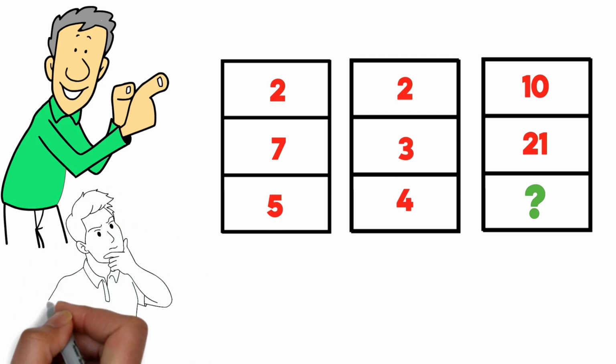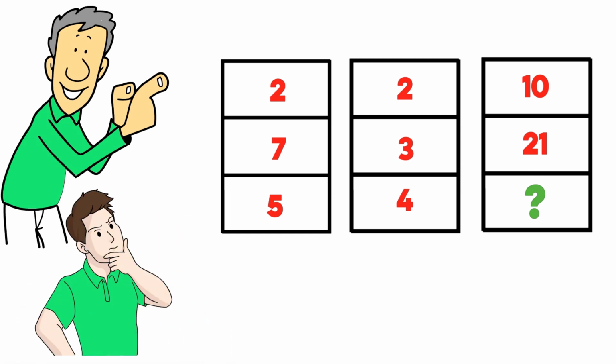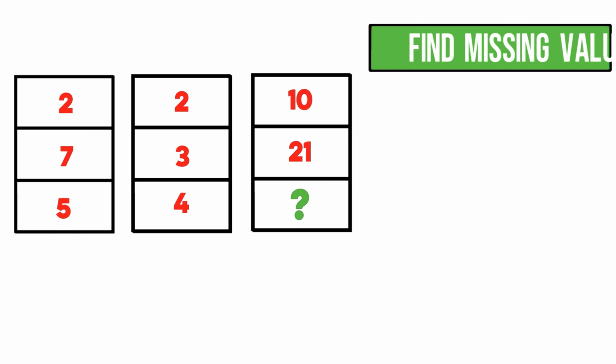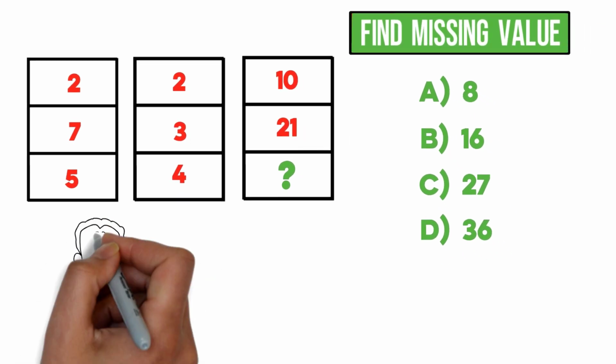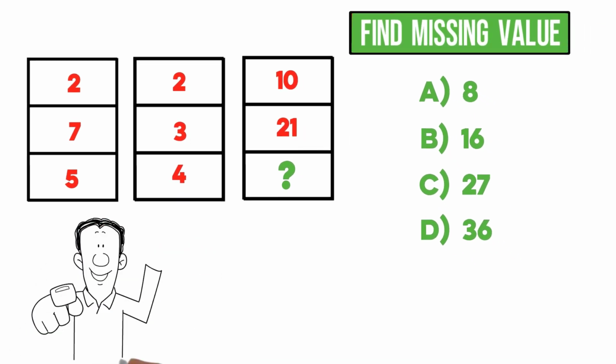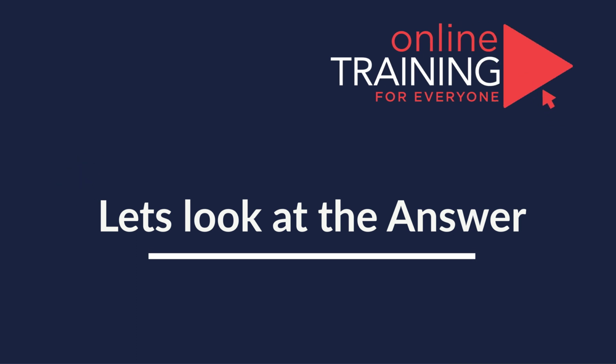You need to find the missing value, which is highlighted by a question mark. You have 4 choices to choose from. Choice A, 8. Choice B, 16. Choice C, 27. And choice D, 36. Do you think you can recognize the missing value? Give yourself 5 to 10 seconds to see if you can come up with the answer. Did you figure out the solution? Let's continue to see how we can get to the correct solution together.